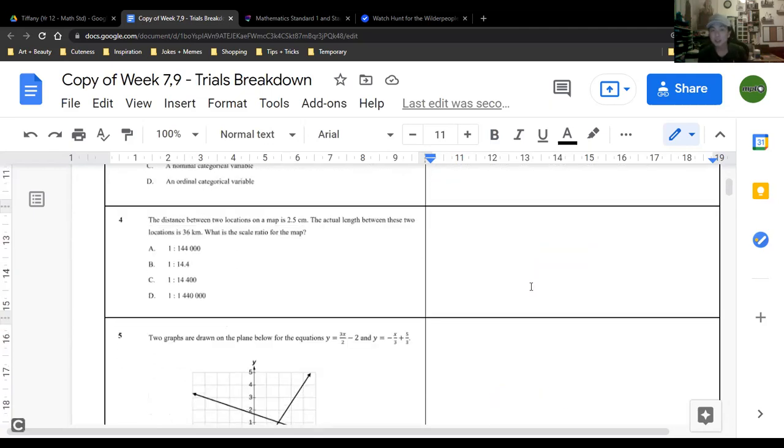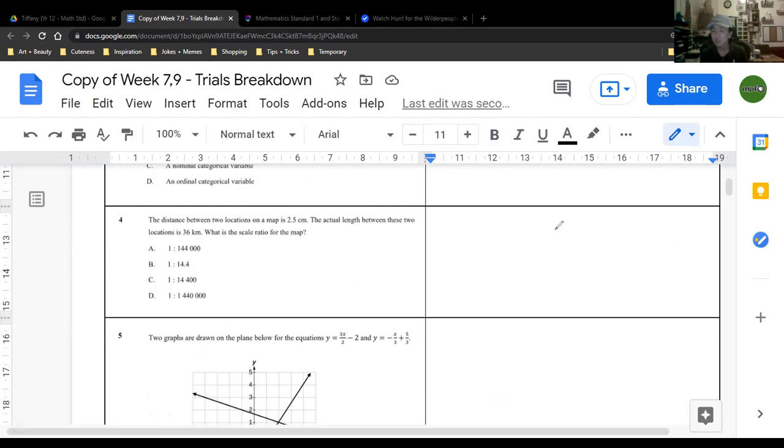Distance between two locations on the map is 2.5 centimeters. The actual length between these two locations is 36 kilometers. What is the scale ratio for this map? So when you're doing scales, just like you're working with anything measurement related, you want the measurements to match. The first one is centimeters and the next one is kilometers, so you want to change them to be the same thing. In this case, it will be easier to change them both into centimeters.